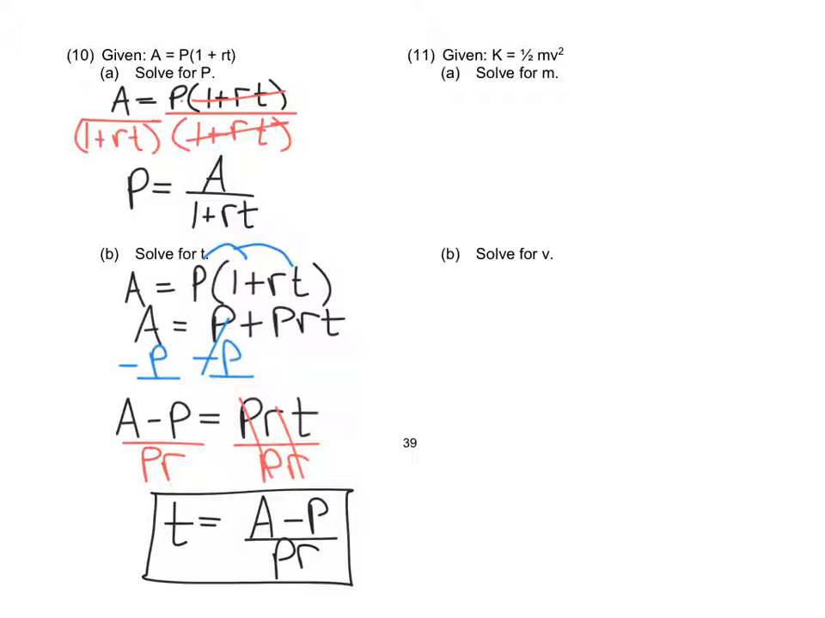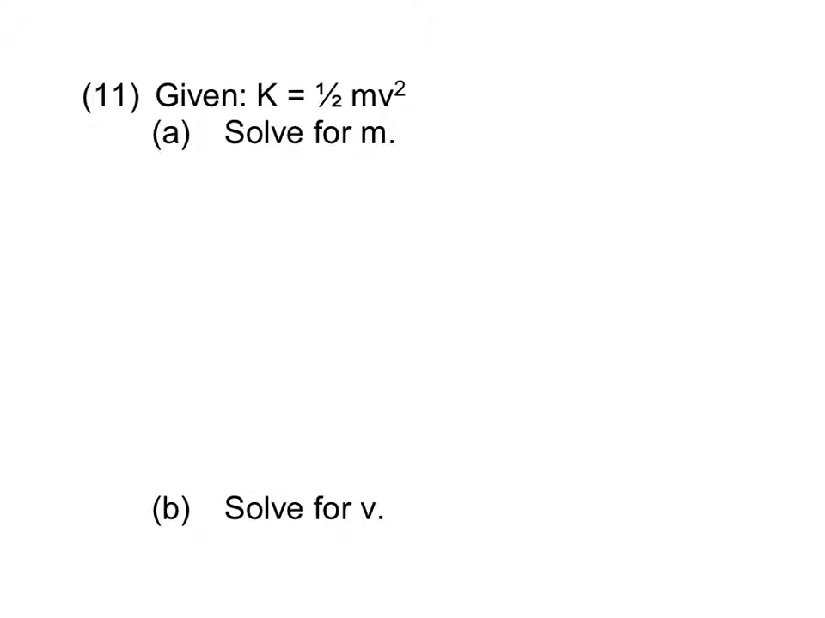Sounds good to me. All right, number 11, solving for M. K equals 1/2 MV squared. So we want to get M alone, which means we want to get rid of the 1/2 and also the V squared.